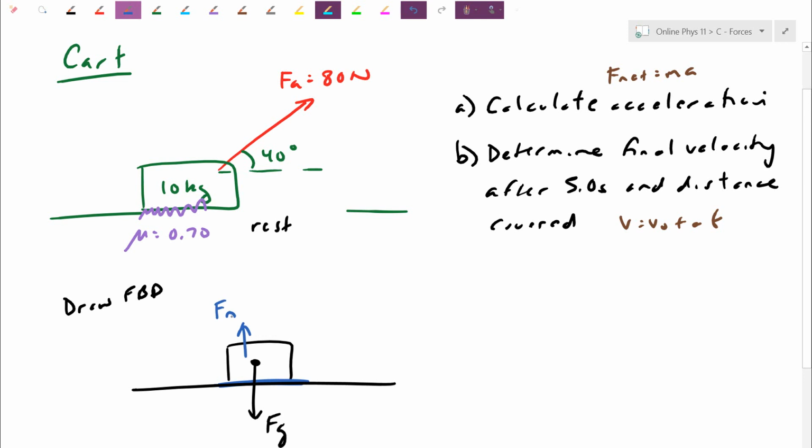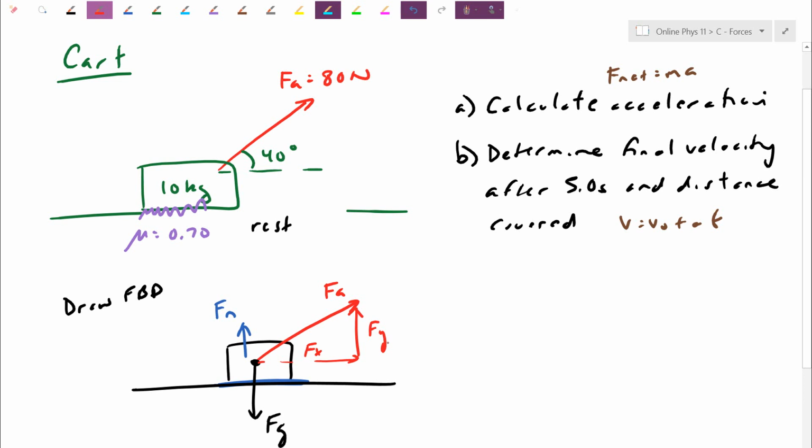Normally, if I wasn't doing anything, the Fn was exactly counteracting gravity. This time, what's happening here is I'm actually applying a force at an angle. Again, angles are always a little bit hard to deal with, so what we're going to do is break up what's the horizontal part of that force, and what's the vertical part of that force?